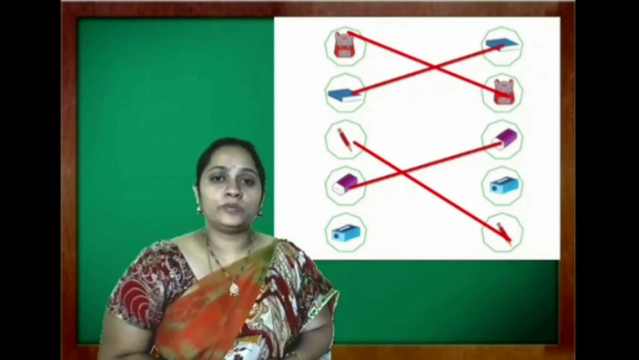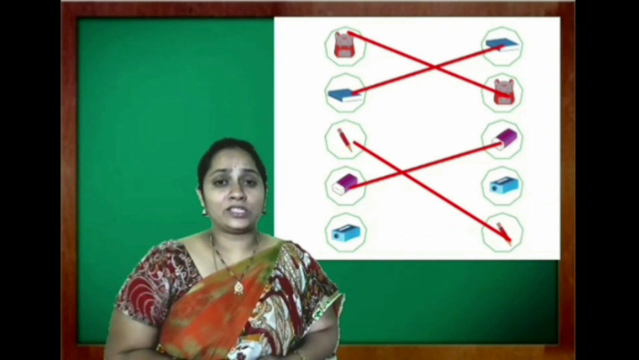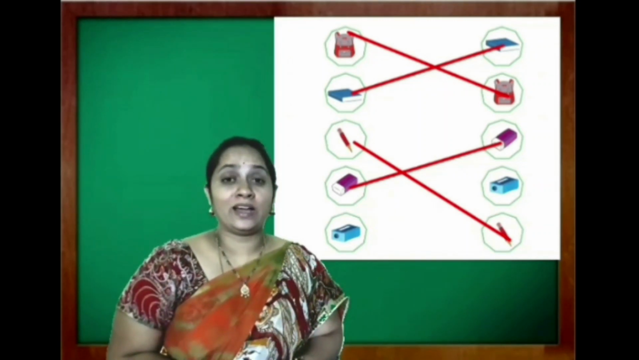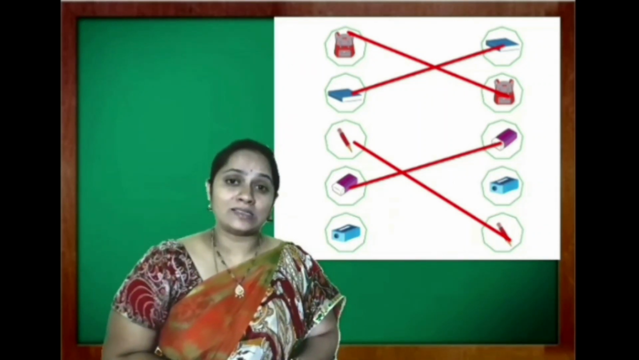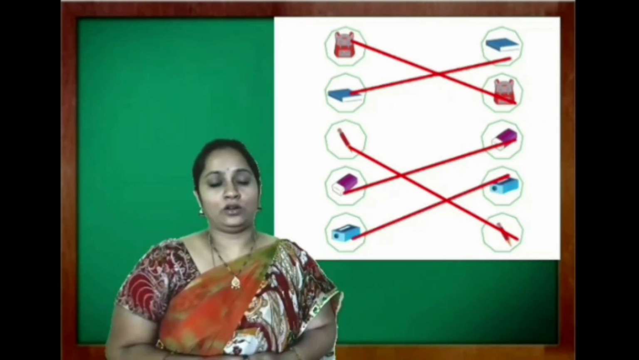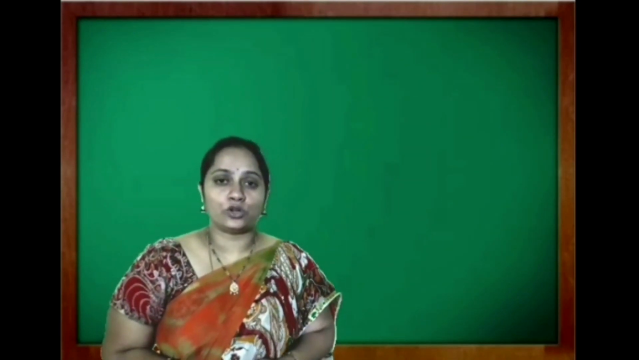So, the last object in first column is a sharpener. Can you find a sharpener in second column? Yes, it is there at the second place from the last. So, match the two objects with a line. Okay children, matching is completed. Now, let us see the next topic.